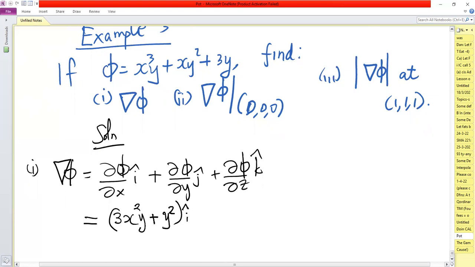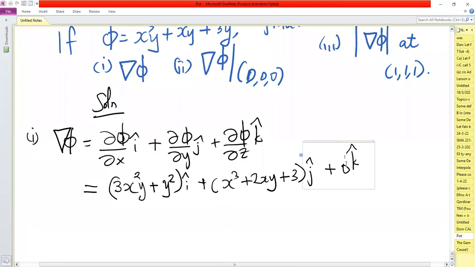So i, the first term will give us, with respect to y, x power 3. The second term will be 2xy. The third term will give us positive 3. So j. And then there is no z term in this phi, so the component of k will be 0. So this is the first solution.